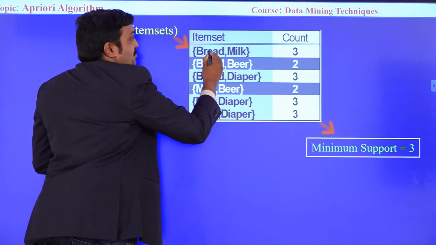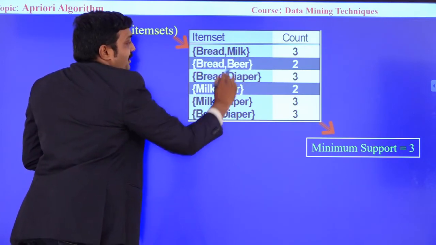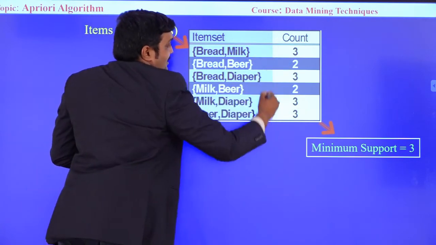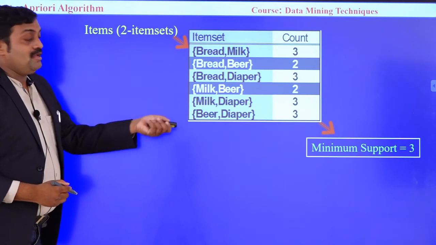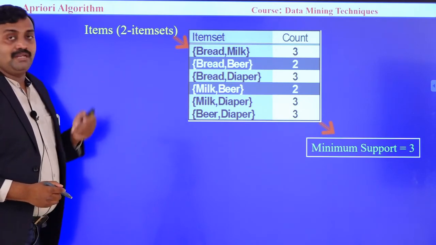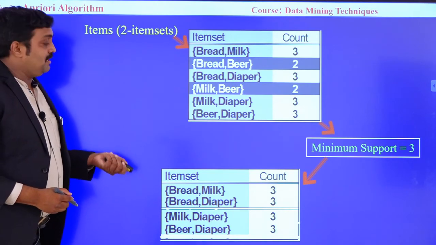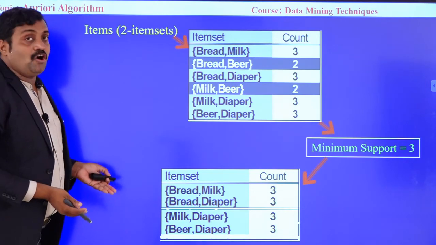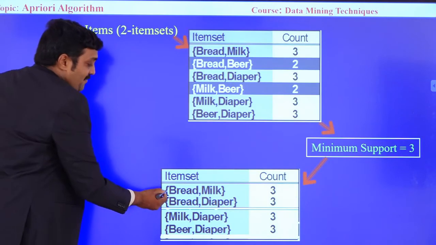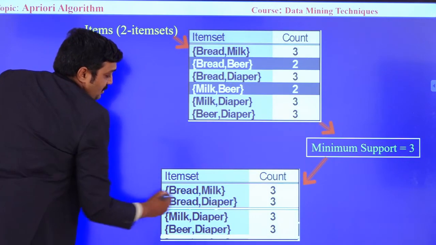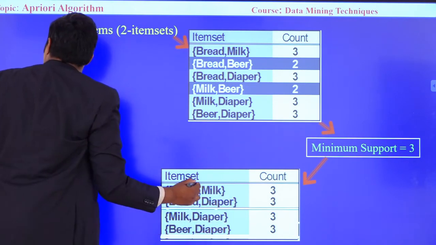Occurrence of the combination of bread and milk, combination of bread and beer, milk and beer, based on the scanning we found the support count of each combination. Then we are going to apply the minimum support 3. Then frequent items. Then again we have a chance of combination, so I go with k equal to 3. That means again joining this item with this one, and we are going to merge.